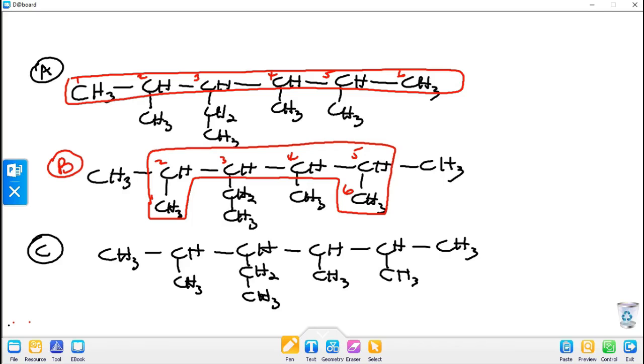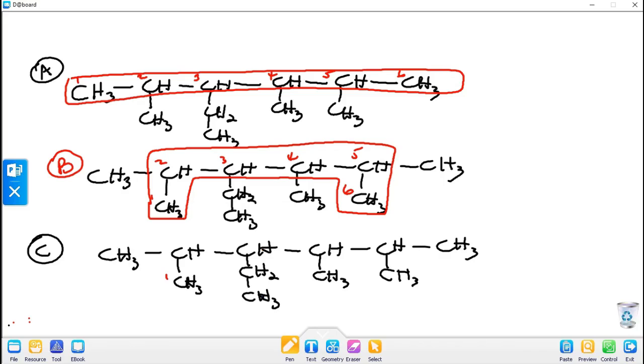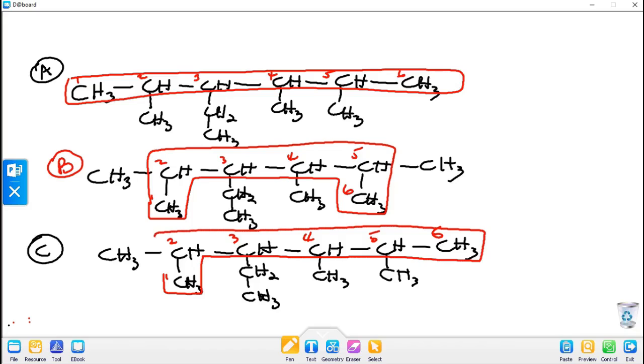So another student may choose to take his counting this way: 1, 2, 3, 4, 5, and 6. That is, he chooses to go this way. He chooses to go this way. Using a pencil, you can mark this way.